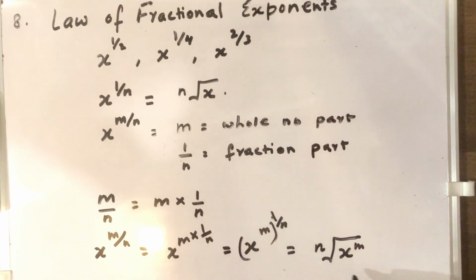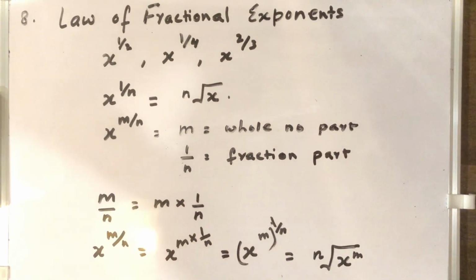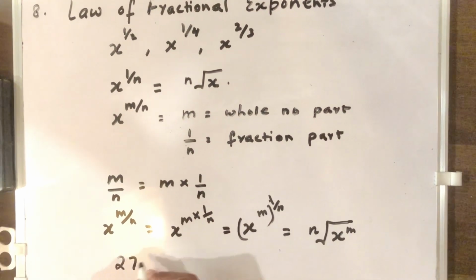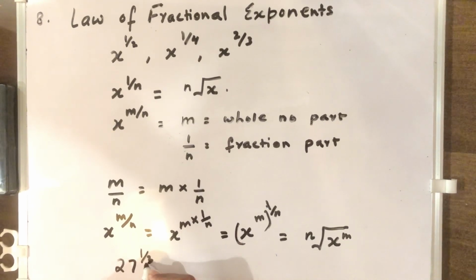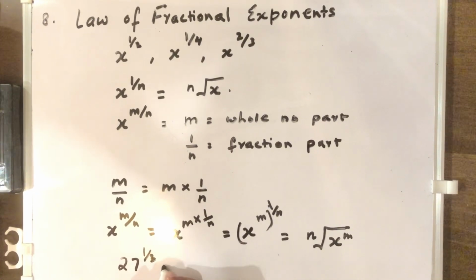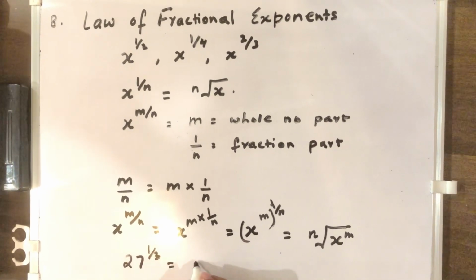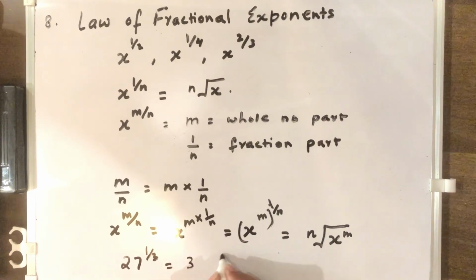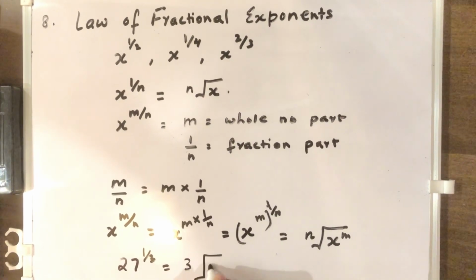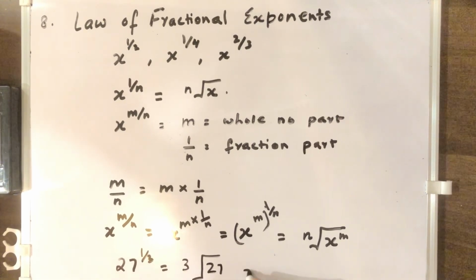And then another example we have, for example, 27 with power 1 over 3, so we can write it as cube root of 27, which is equal to 3.